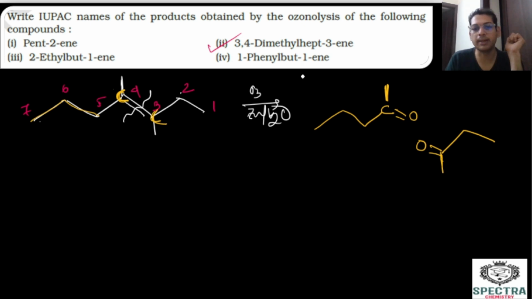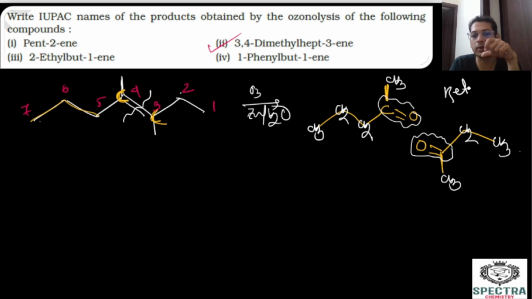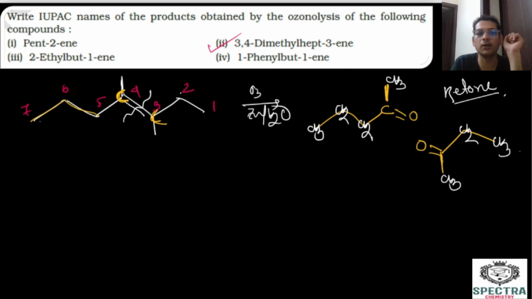Now I just have to name them. So let's see: CH3, this is CH2, this is CH2, C double bond O, CH3. This is CH3, this is CH2, and this is CH3. So how to number them? Now this C double bond O group is called the ketone group or keto group. That should be your functional group, and that should be given the lowest locant number.